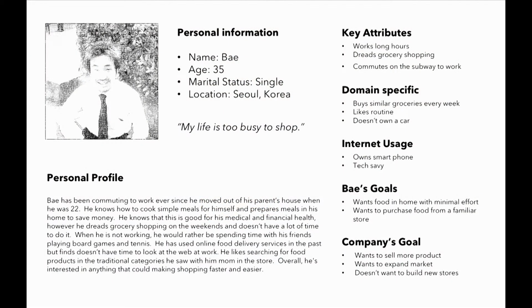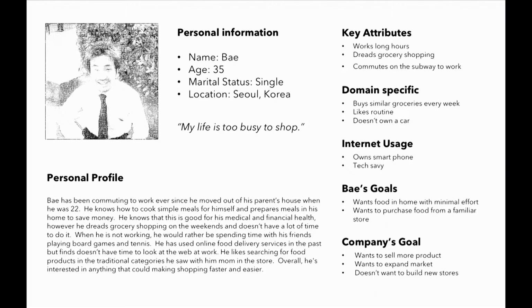Next, you're going to want to pull all this information together in a formal persona. Let's walk through this persona of Bay. This persona was made also for an e-commerce site. They were interested in helping busy young workers shop for groceries. Let's look at the elements of this persona. In the upper left, you have a photograph of the person. There are many different people that this persona was based on, and this is one picture that captures many of the elements. He's a young guy, he's single, lives in Korea, and his name is Bay.